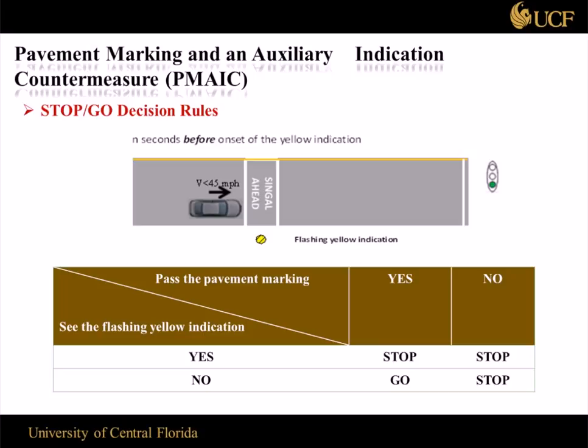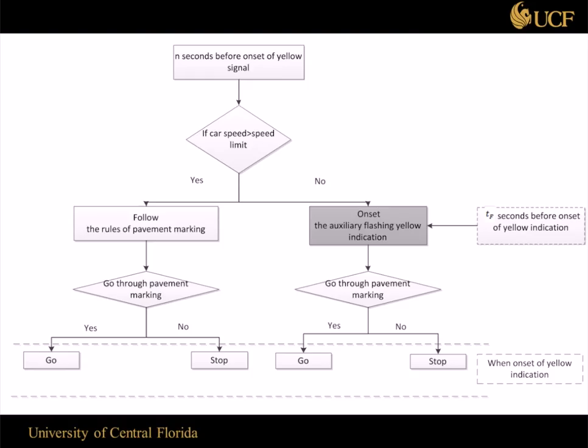Based on this previous analysis, a new countermeasure is proposed, called PMAIC. In this countermeasure, we put a flashing yellow indication next to the pavement marking. If the vehicle speed is lower than the speed limit, the flashing yellow indication will be on a few seconds before the yellow phase. So if the driver has seen the flashing yellow indication before onset of the yellow signal, even though he or she has passed the signal ahead marking, he or she still needs to choose to stop during the yellow phase.